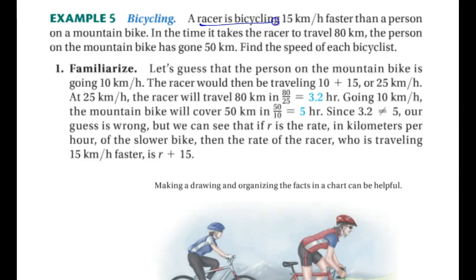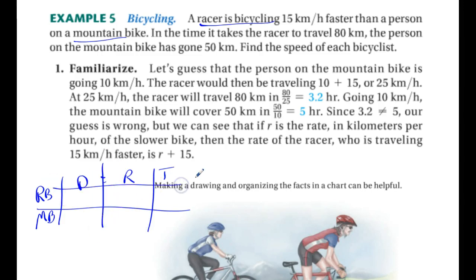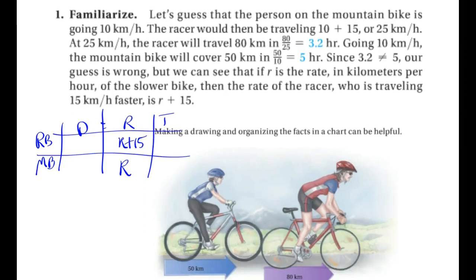So let's see. We have a racer bike and we have a mountain bike. So I'm going to say racer bike and mountain bike. And I'm going to say distance equals rate times time. And I'm going to keep reading. The racer bike is 15 kilometers per hour faster than the mountain bike. Well, they didn't tell me the mountain bike's rate, so I'll let that be R. The mountain bike is R. And then the racing bike is R plus 15, because the racer bike has thinner wheels and it's just going to go around.